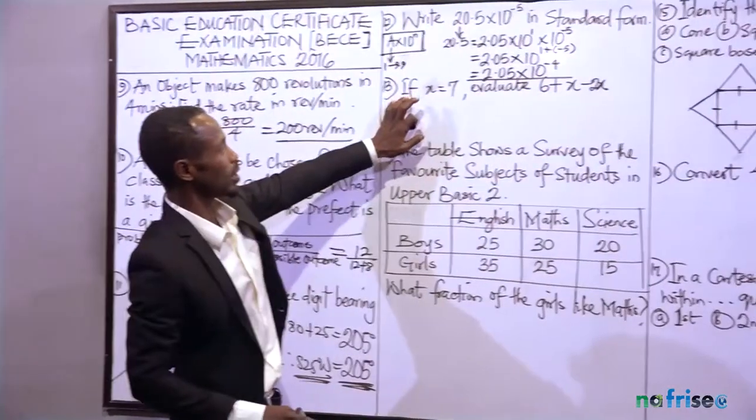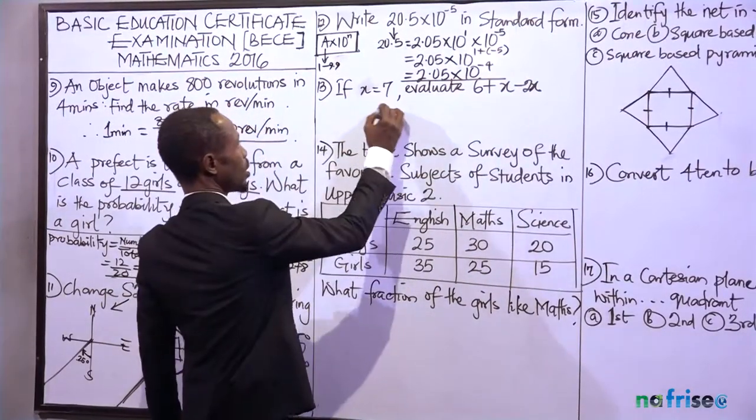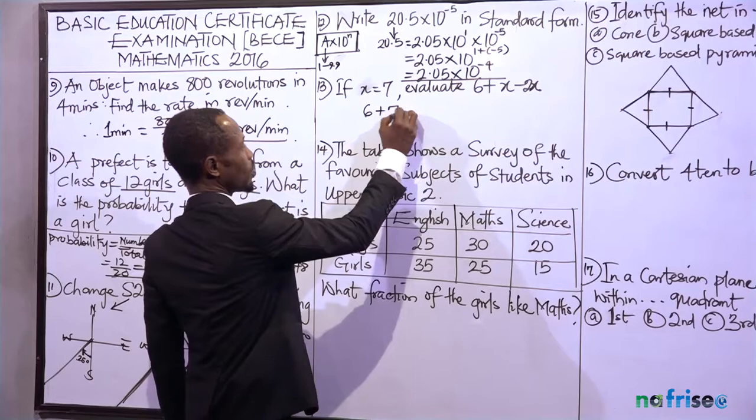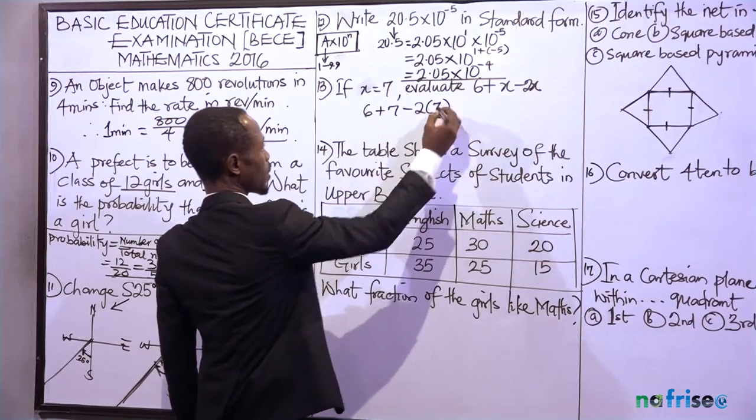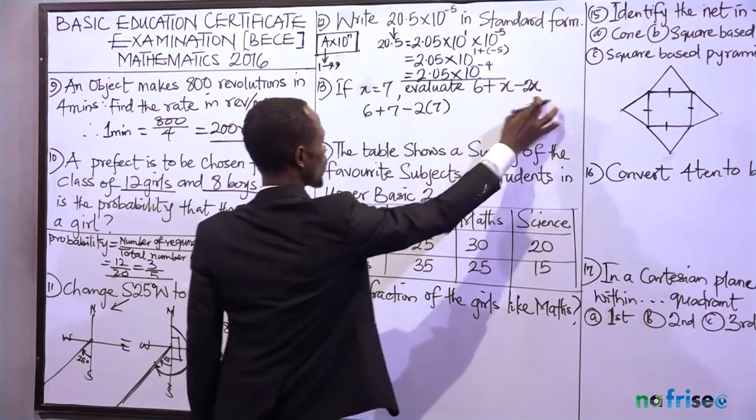All right, now number 13. If x is 7, evaluate 6 plus x minus 2x. 6 plus 7 minus 2 times 7. That's the meaning. X is 7, so place it there. Substitute 7 here, substitute 7 here.